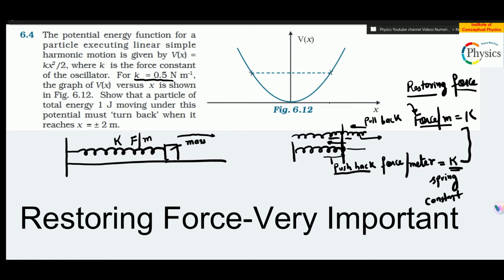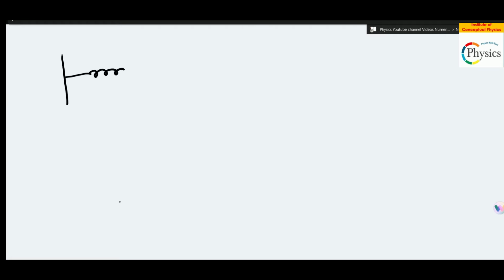So one concept is this: you must know the behavior of the spring as it is pulled and as it is compressed. Let's talk about another situation. So you have a spring. It is right now in the neutral position.